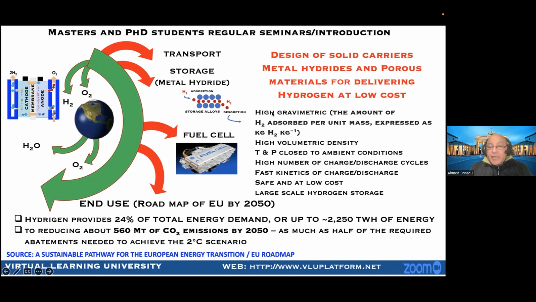And then I put here different problems which have to be resolved. For example, you should have a material with high gravimetric density. This means the amount of hydrogen absorbed per unit of mass is very important to optimize. High volumetric density also. We also have to find materials which are very functional and very effective at temperature and pressure close to the ambient conditions. It's also very important. And also you need a high number of charge-discharge cycles.